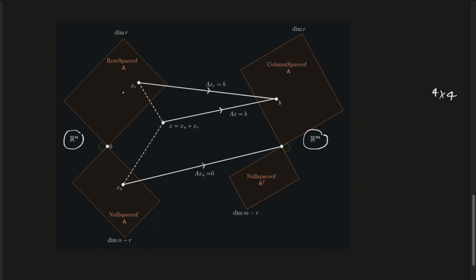You can see that in this diagram they have shown this is a generic diagram for an m by n matrix. You can see that the row space is perpendicular to the null space, and the column space is also perpendicular to the left null space.